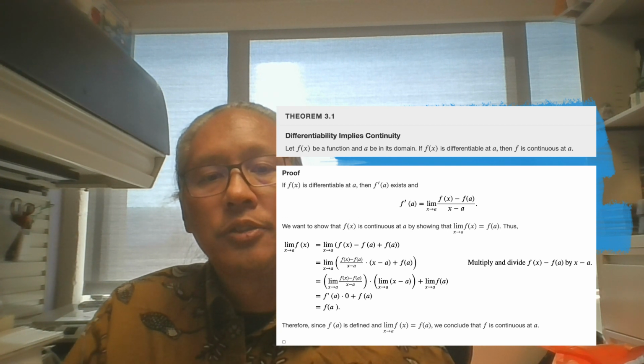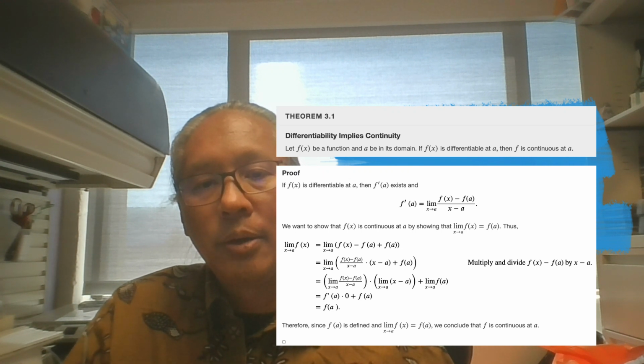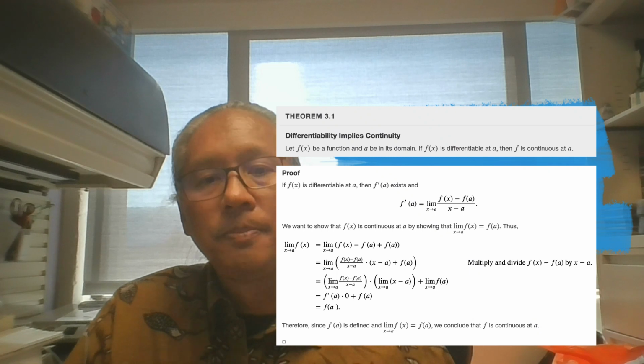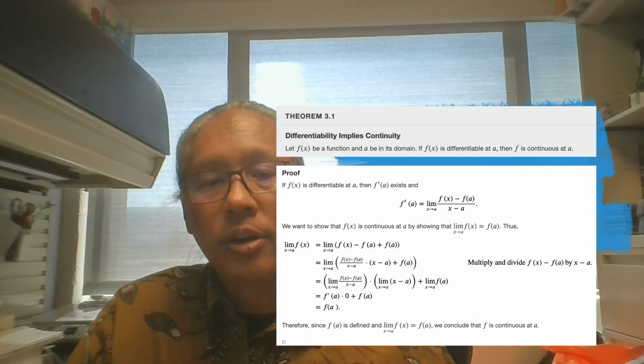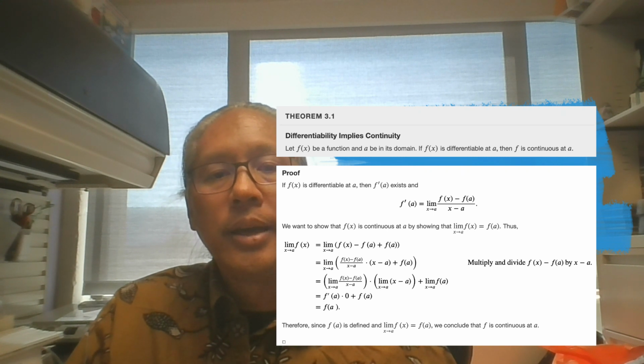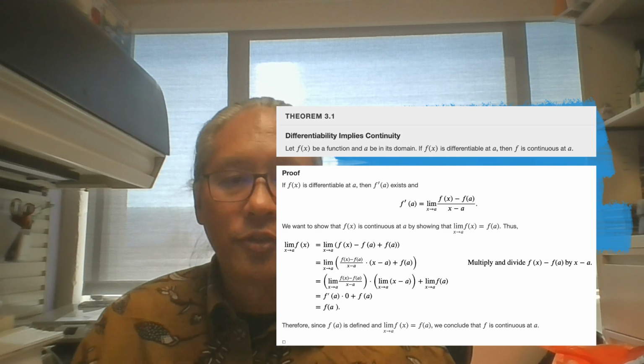If you have a continuous function, it doesn't necessarily mean it's differentiable, and the perfect example of that would be the absolute value function, where you have a sharp corner and the function is not differentiable at that corner. And so that is a continuous function, but it's not necessarily differentiable.